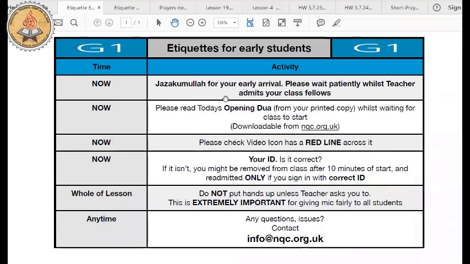So please, when you arrive early, Jazakumullah for your early arrival. Please wait patiently while the teacher admits your class fellows. Please read today's opening prayer; hopefully by now you all have a printed copy of that. Please check again and again that the video icon has a red line across it and your ID is correct. Do not put hands up unless the teacher asks you to. This is extremely important for giving the mic fairly to all students. For any question, query, or issue, please contact us by email at info@nqc.org.uk.